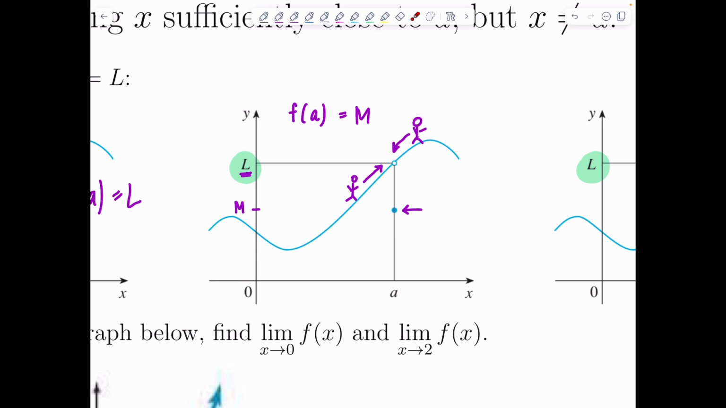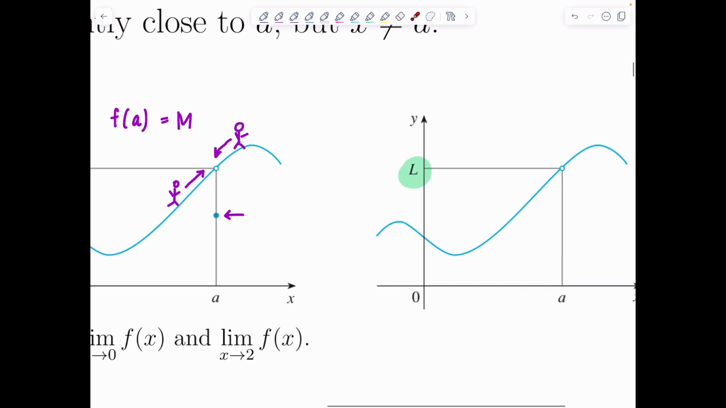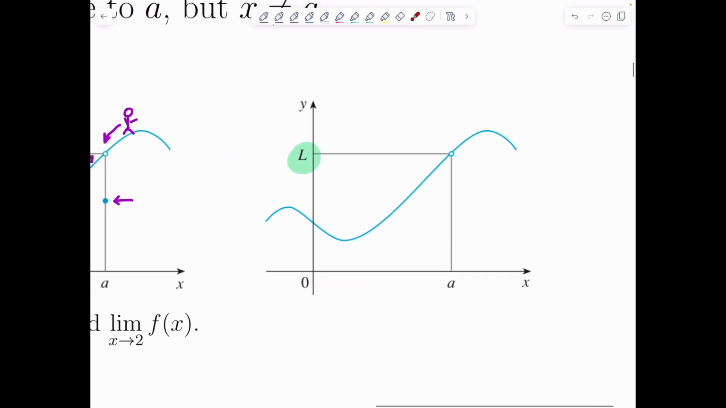Ooh, I know that was a lot. Okay, we'll look at one more case here where the limit does exist and it's equal to L. And notice here, there's an open circle and there's no closed circle anywhere. So f of a is actually not even defined. It's undefined.